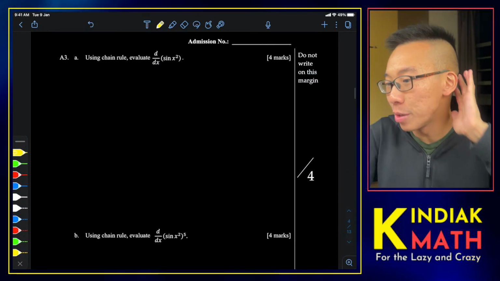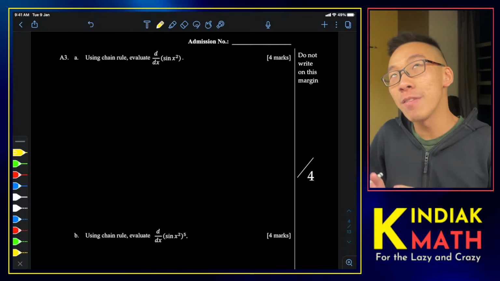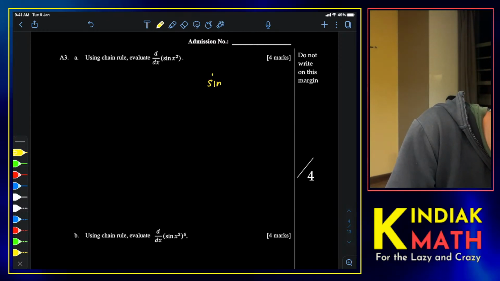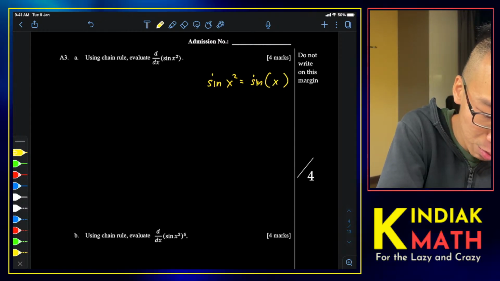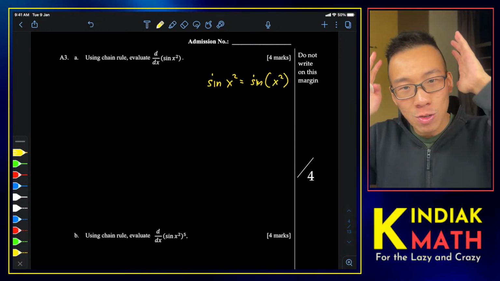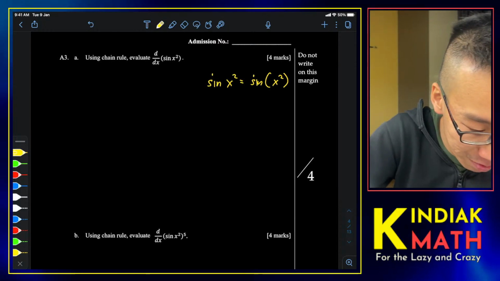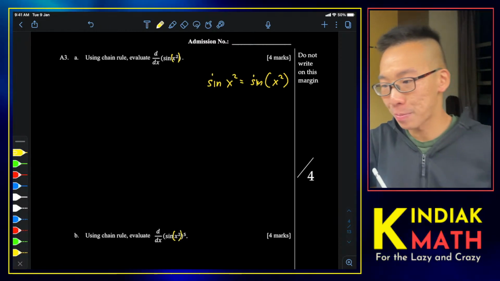Now for the chain rule, we need to differentiate the sine of x squared. And whenever the question uses this notation, this always means sine of x squared. Really, they should just put the brackets. It's kind of ambiguous, it's annoying, but it is what it is. So we're going to do that.